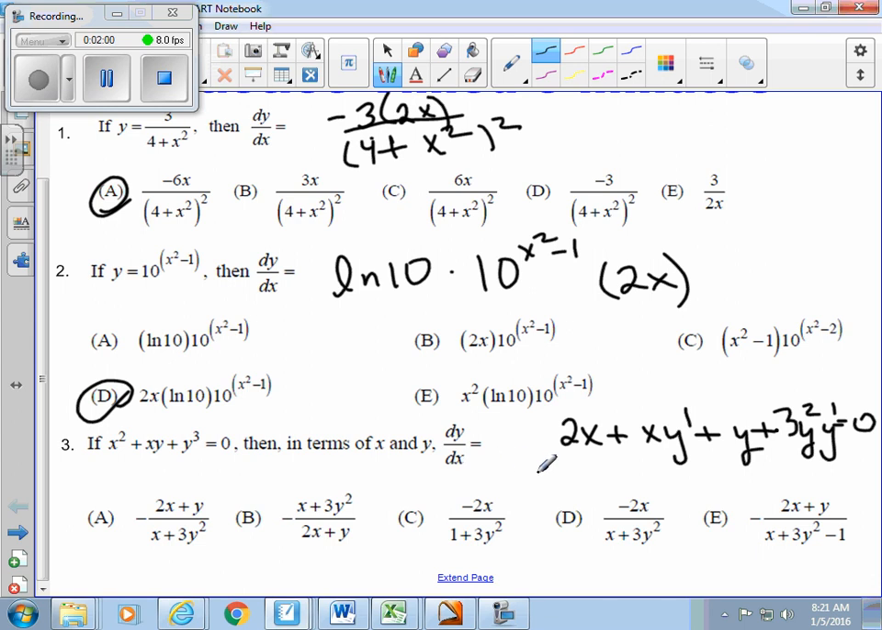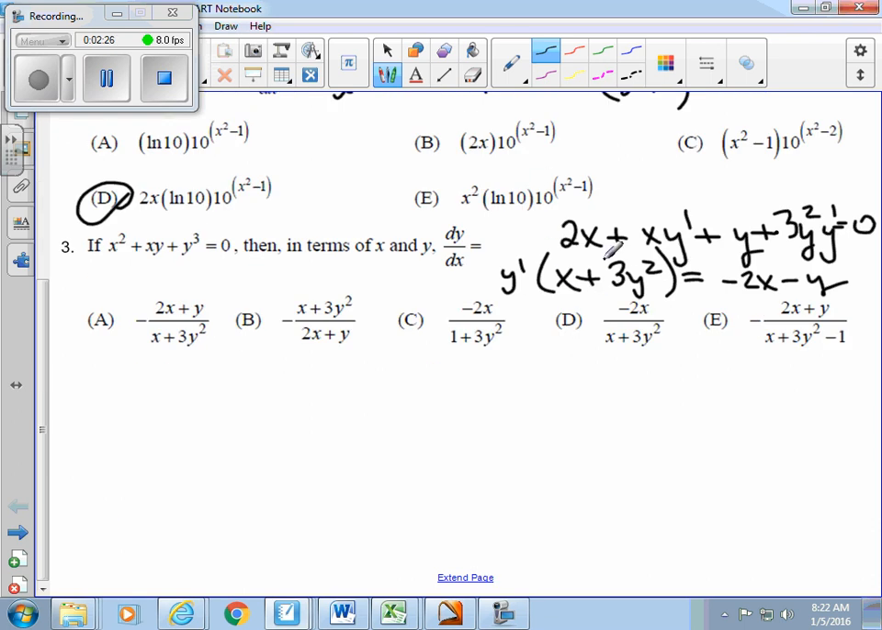Collect all the y prime terms on one side, and I'm going to go ahead and factor it out if y'all are okay with that. So I've got the x and the 3y squared times y prime. On the other side, I have just the negative 2x and negative y. Is that right? And then divide by x plus 3y squared. It's got to be this one.